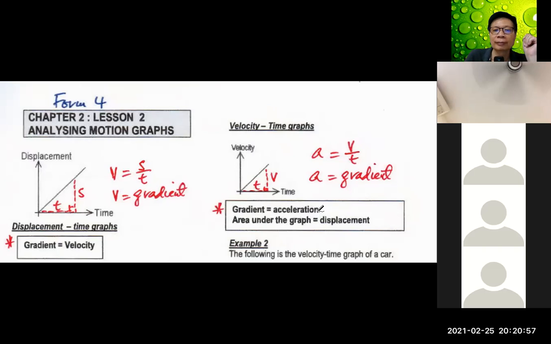And one more important thing: the area under the graph. For example, you have this graph, and you calculate the area of this triangle. Area under the graph means you find the area of this triangle. The area is displacement. Two important things to remember. One minute from now, memorize this one and this one. Start from now. The formula you have to memorize, please.